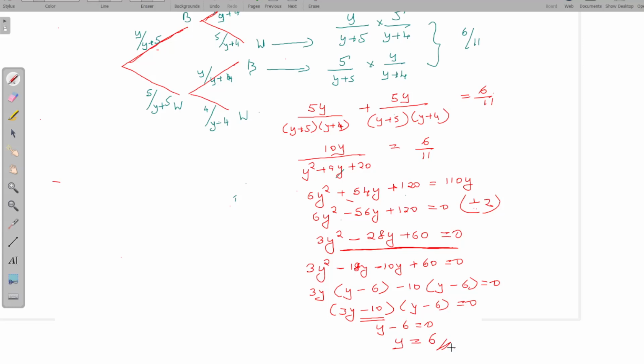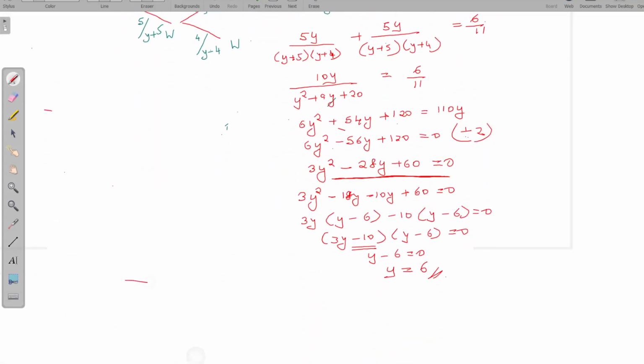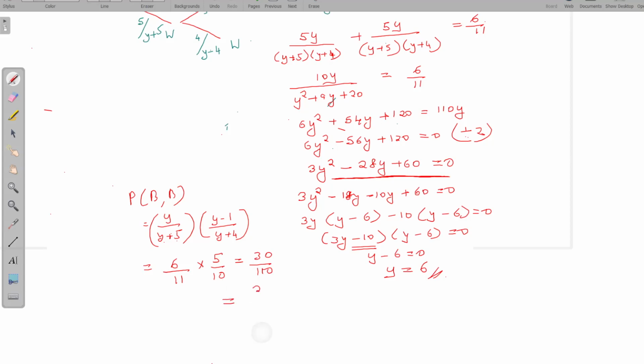Now we are going to work out the probability that Joshua takes 2 black socks. Probability of a black and a black, first time y over y plus 5 times y minus 1 over y plus 4. So we can put the 6 in there for y. So that will be 6 over 6 plus 5, which is 11, 6 minus 1 is 5, 6 plus 4 is 10. I can cancel it. So that is 30 over 110. 10 will divide, so that will be 3 over 11.